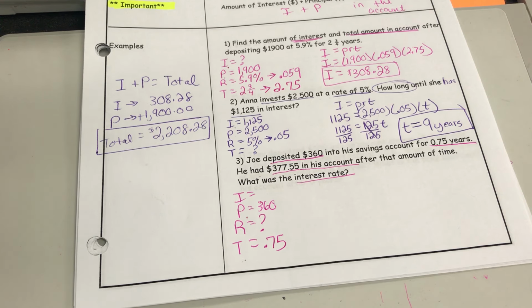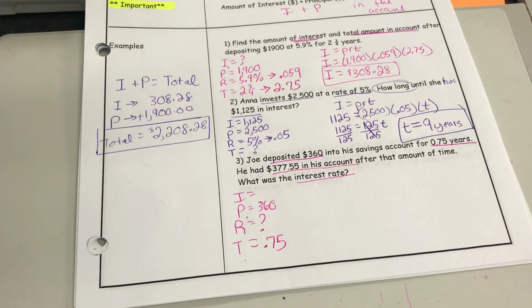Reread, and a lot of students make that assumption, but reread that statement. He had $377.55 in his account. So what's that telling me? Now you spent it or put more. Okay, so he deposited 360. Are you with me? And then after 0.75 years, he had $377.55.